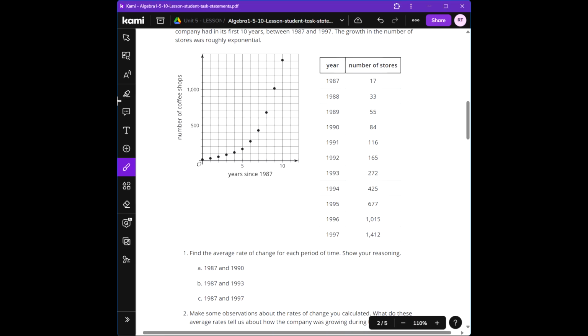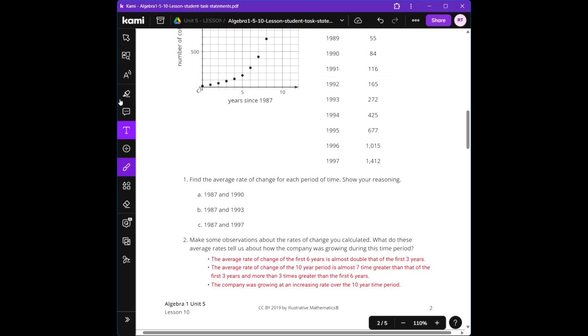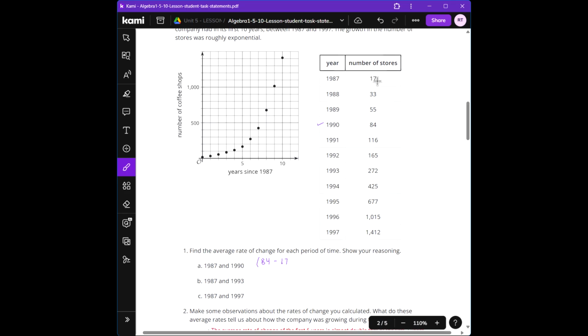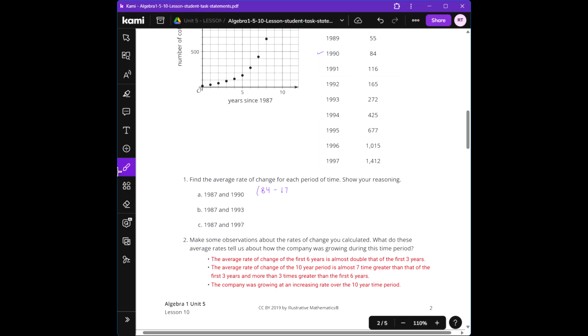Let me scroll up a little bit. Between 1987 and 1990, we're going to have 84, that's this right here, minus 17. If we look at our table, that's the year 1987, and we're looking at a 3-year difference. So that's divided by 3 minus 0, and this gives us 22 1/3.